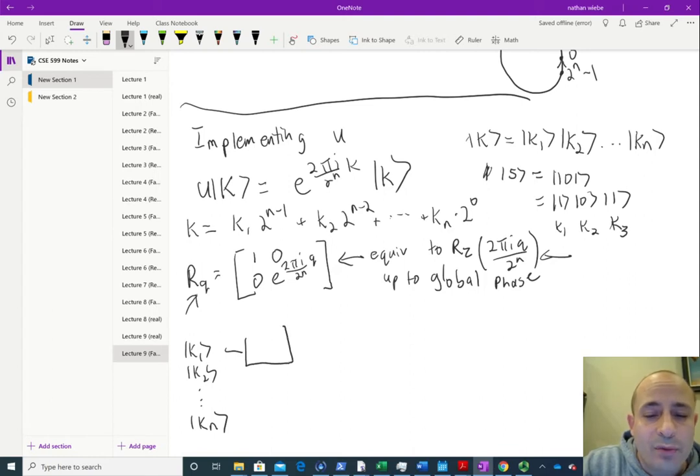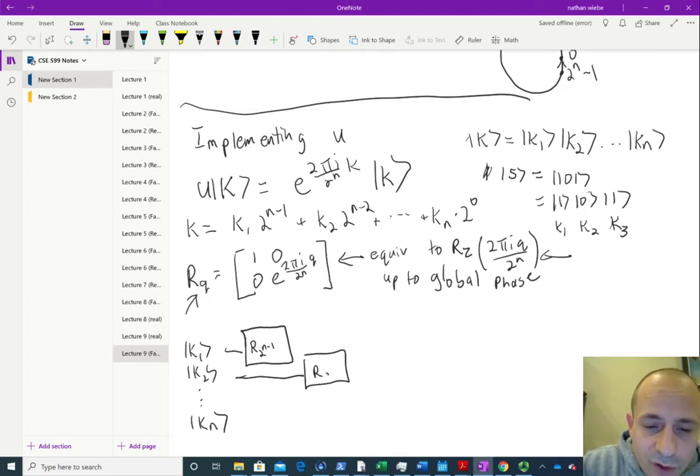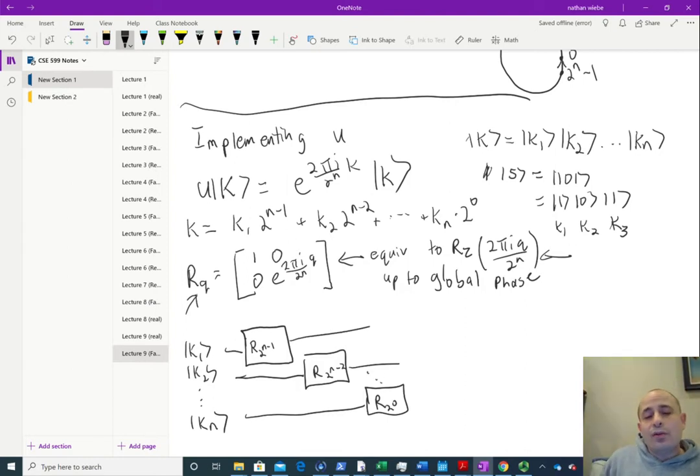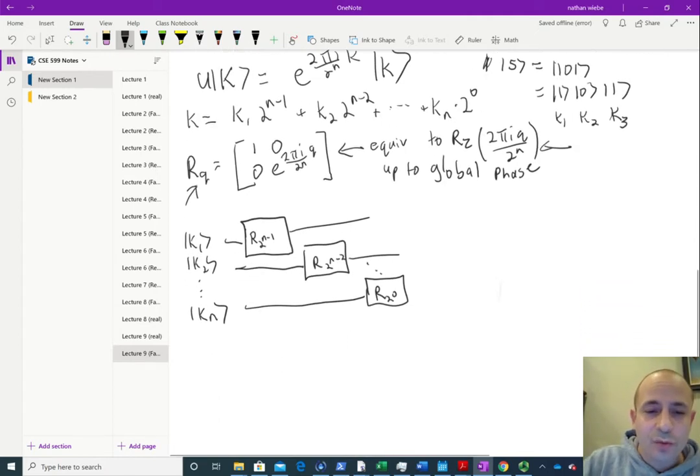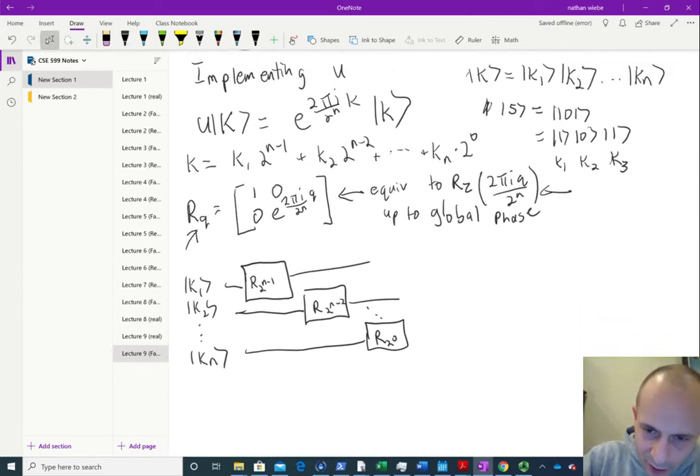So what we end up doing is the following. We will put in R 2 to the n minus 1 here, R 2 to the n minus 2 here, and R 2 to the 0 there. Great. So this is our circuit. Now, let's pay attention to what this will end up doing.